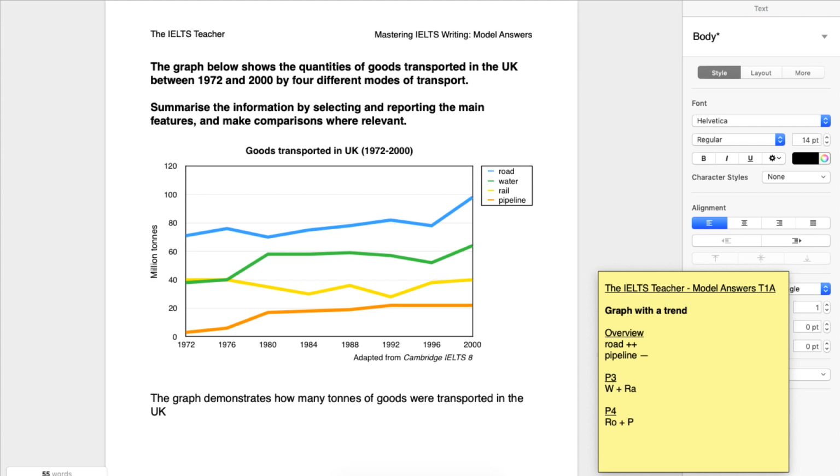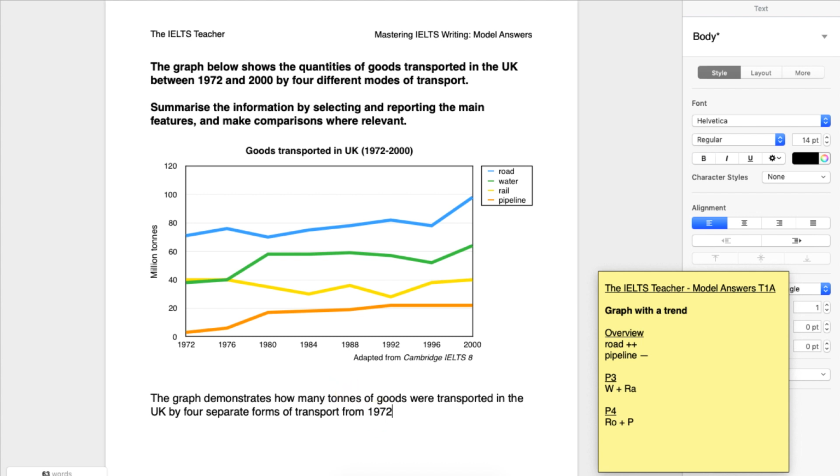In the UK by, so we'll move the between 1972 and 2000 to the end, but here we'll just look at the by and then we'll paraphrase this part here. By, for, they've got different modes of transport. We will go with for separate forms of transport. And you can easily paraphrase between and with from and to.